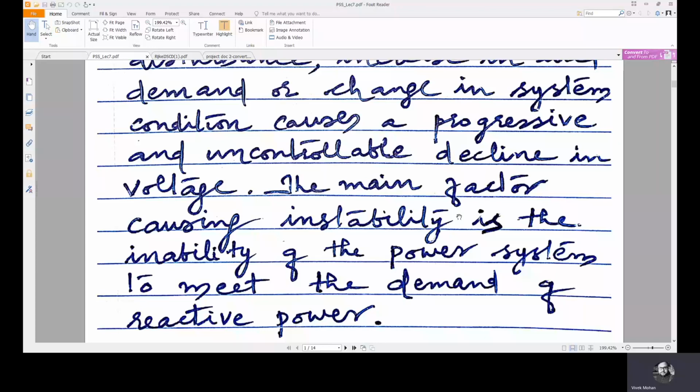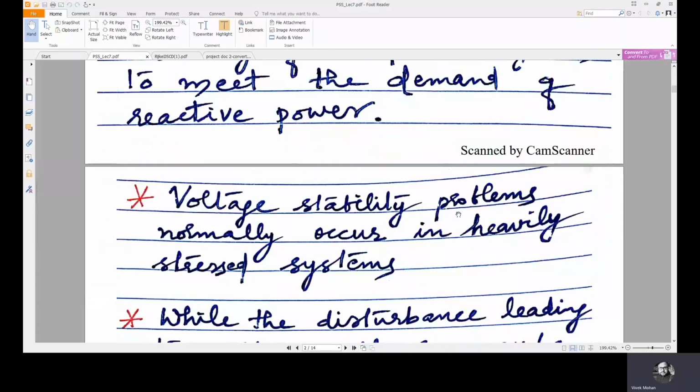We will see in this lecture the sensitivity of voltage with respect to reactive power also, and how the stability could be analyzed for different sensitivities of voltages with respect to reactive power. Now, voltage stability problems normally occur in heavily stressed systems. Heavily stressed systems in the sense already if the power carried by the network is about to hit the maximum power carrying capability, whether it's a line or an equipment, there are chances of hitting the voltage instability point.